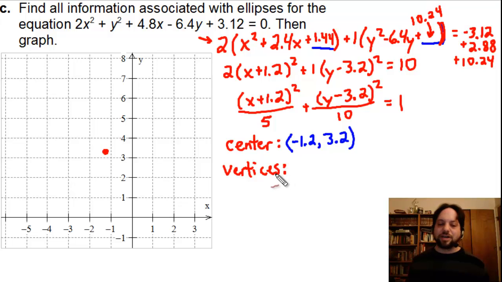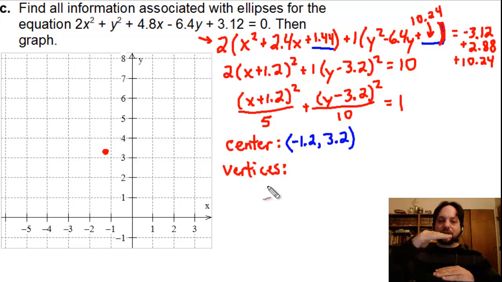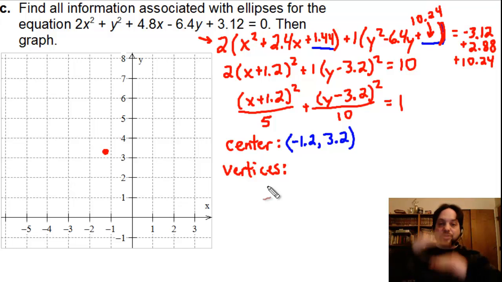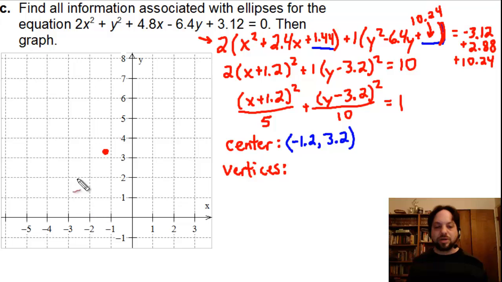All right, well, let me go ahead and deal with my vertices next. First off, I need to ask myself, is this going to be a sideways ellipse or an up and down ellipse? And for that, all I need to do is look at the standard form conic equation, say which one has the larger denominator. Clearly here, y has the larger denominator, so this is going to be an up and down ellipse. And in fact, I'm going to go up the square root of 10, and I'm going to go down the square root of 10 to get to my actual vertices.